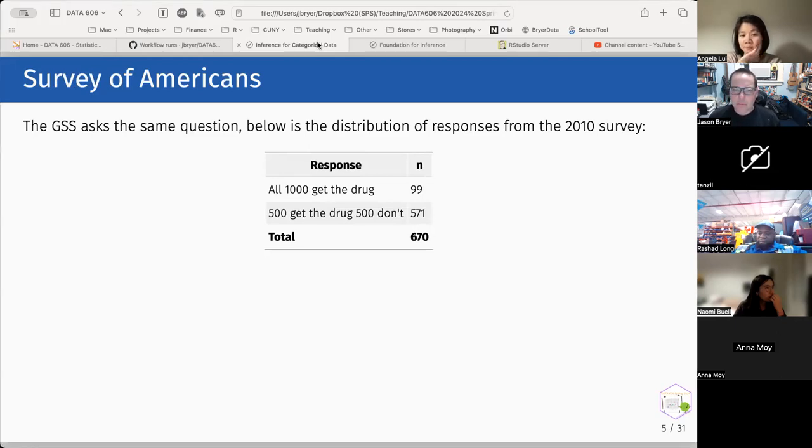Just as an aside, in the next few slides, we're going to use phrases like probability of success and probability of failure, and we may use them a lot as we go through.